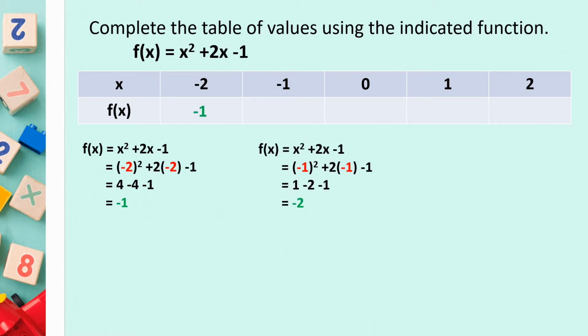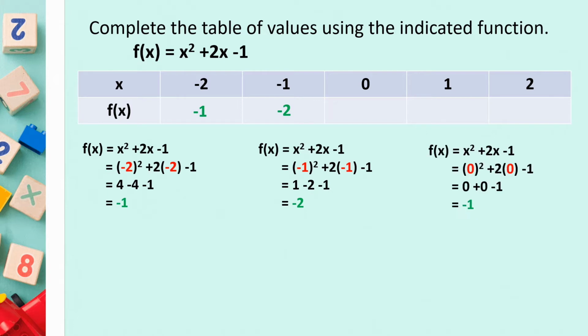Next we have x is equal to negative 1. So we will have negative 1 squared plus 2 times negative 1 minus 1. 1 minus 2 is equal to negative 1, minus 1 is equal to negative 2. So for x is equal to negative 1, we have f of x is equal to negative 2.